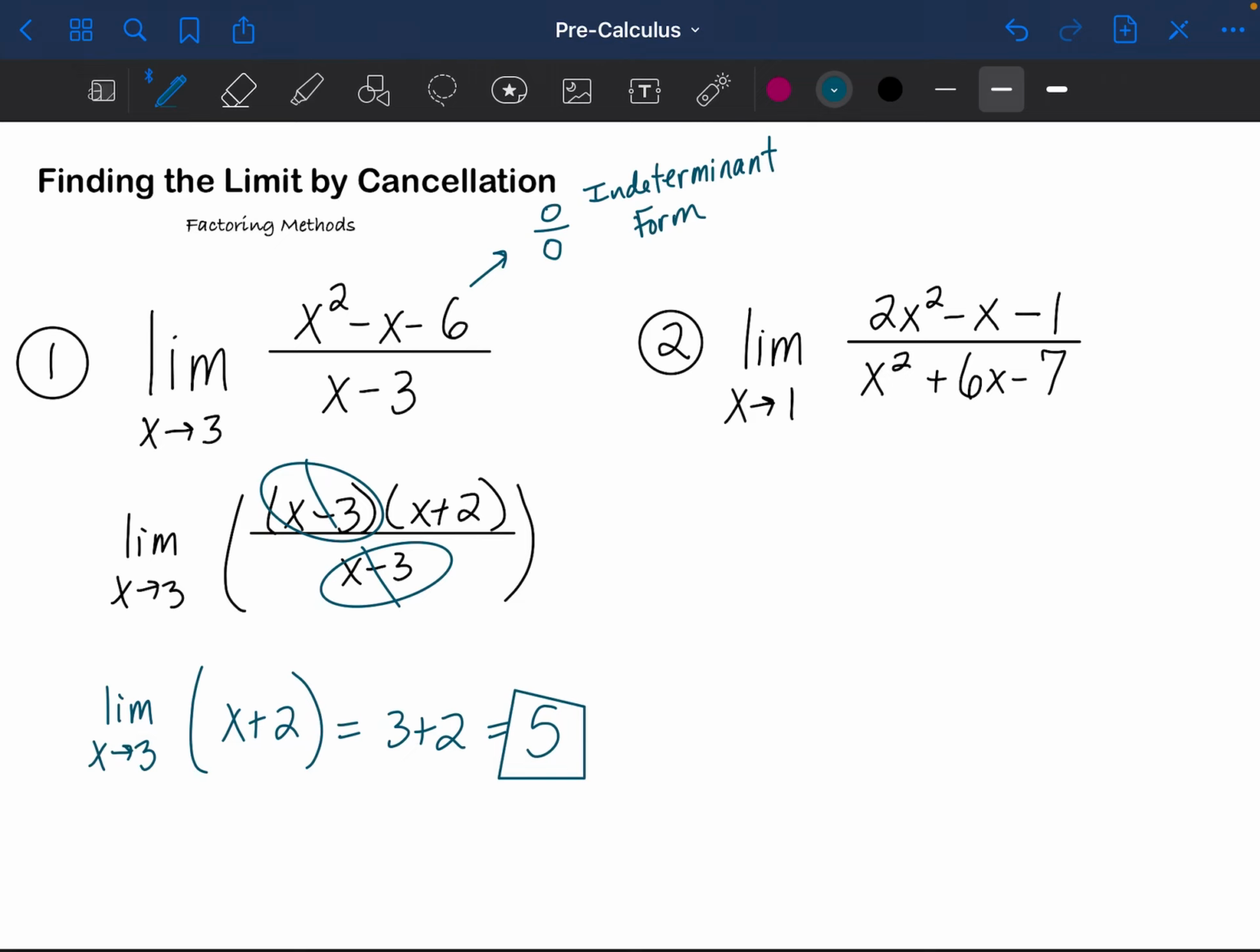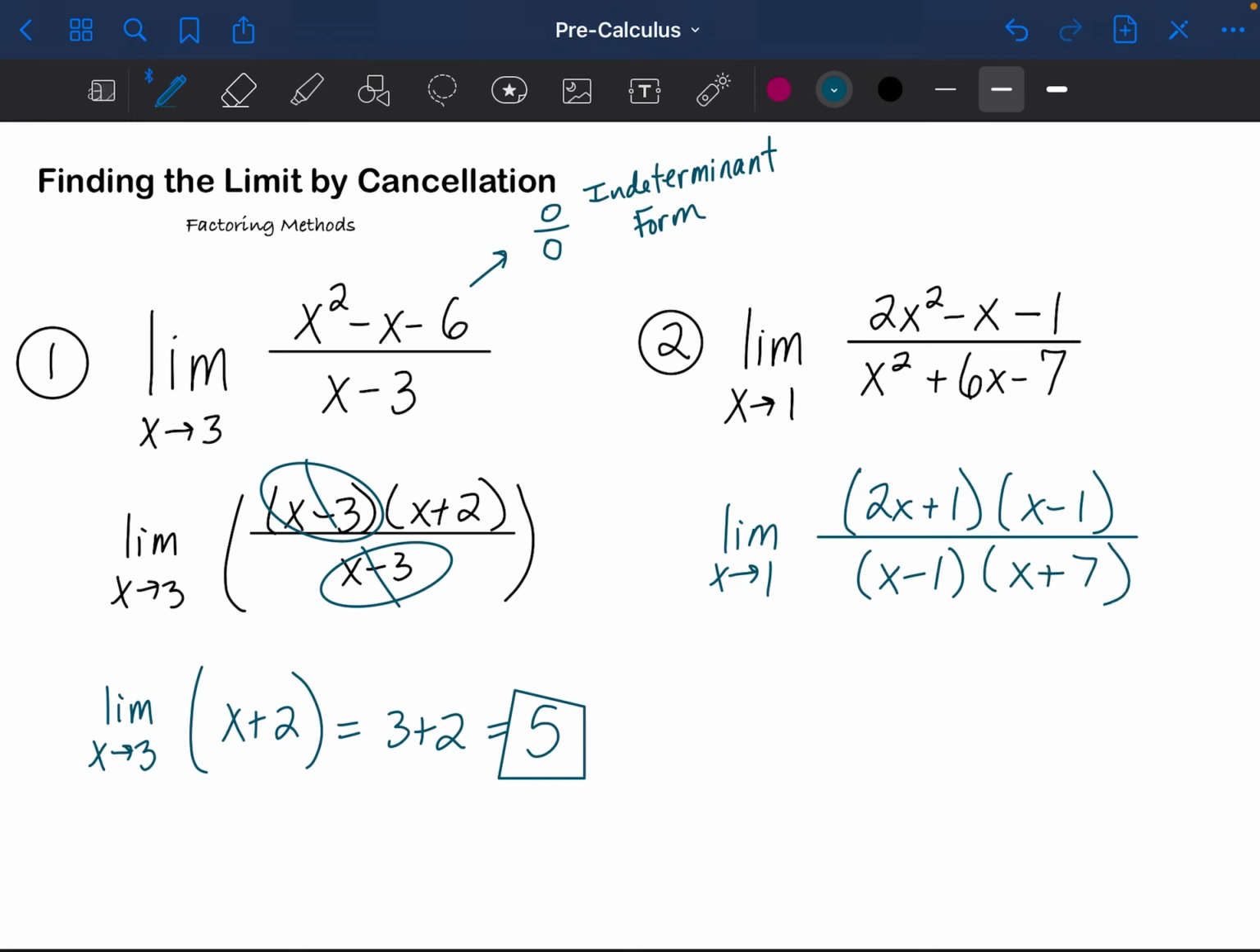So the numerator, maybe do a little factor by grouping. I did it ahead of time. So this is going to be the same as 2x plus 1 times x minus 1 over, and then multiplies to give me negative 7, adds to give me 6, x minus 1, x plus 7. And what do you know? Removable discontinuity again, right? I forgot to mention it, but yeah, if we were to plug in 1 here, we would also have gotten a 0 over 0 indeterminate form.